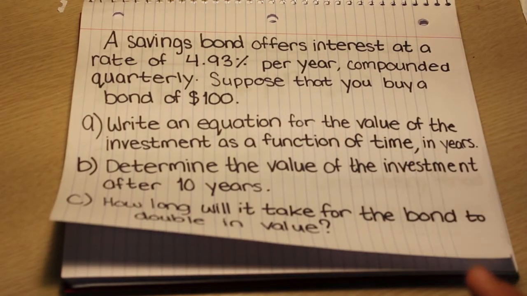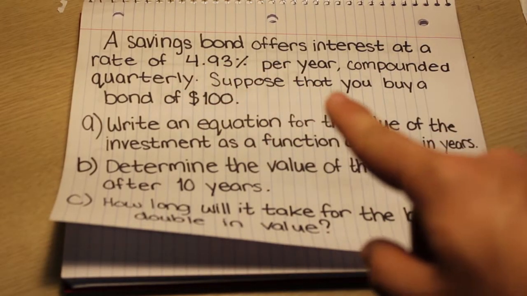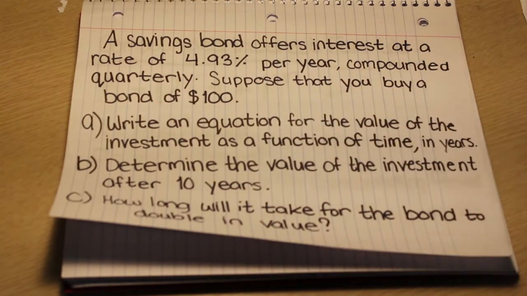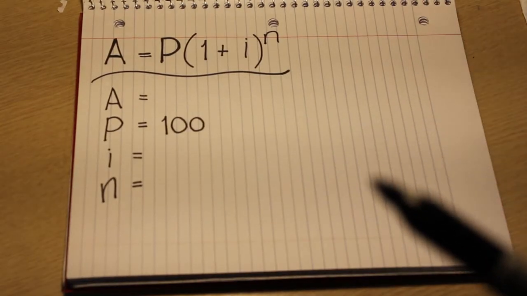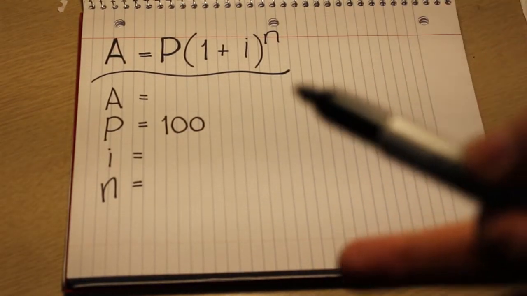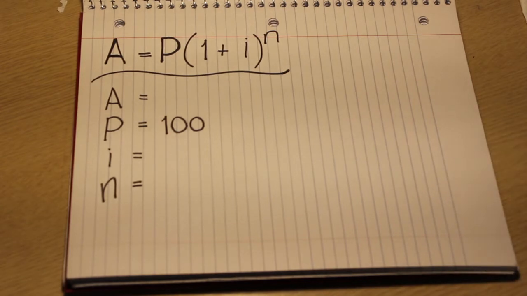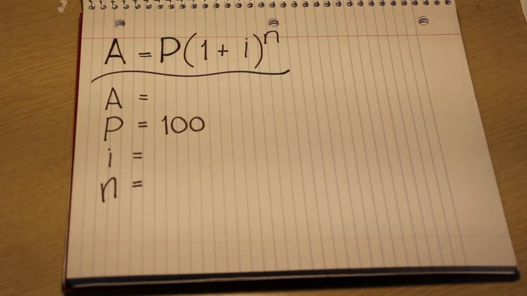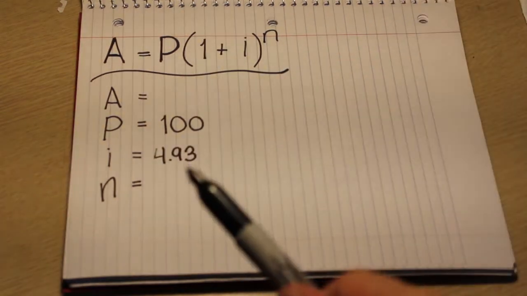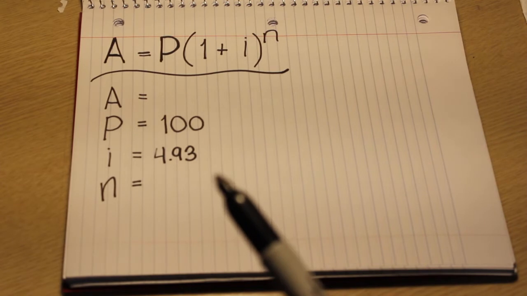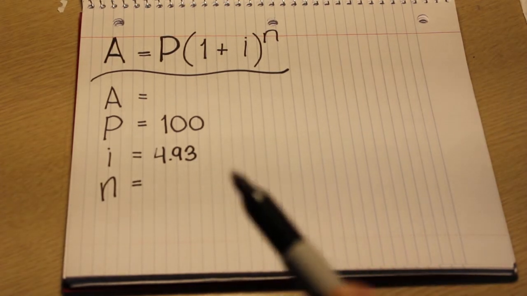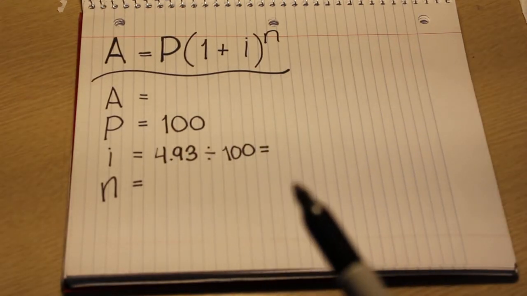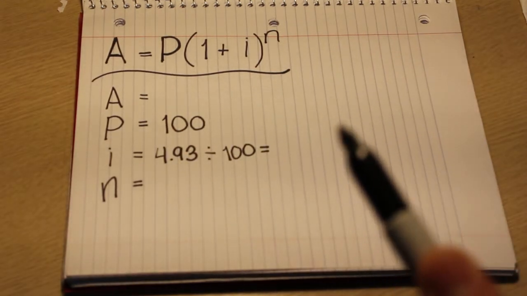The next bit of information that they tell us is 4.93% per year, compounded quarterly. This gives us the information that we need to solve for I. In order to solve for I, we just need to take the percent given in our question, divide by 100 to turn it into a decimal, then divide by how many times per year it's compounded. So let's write this out. We were given 4.93, then we turned that into a decimal. In order to turn it into a decimal, we divide it by 100, right? So let's just do that. Now if you divide 4.93 by 100, you should get an answer of 0.0493.